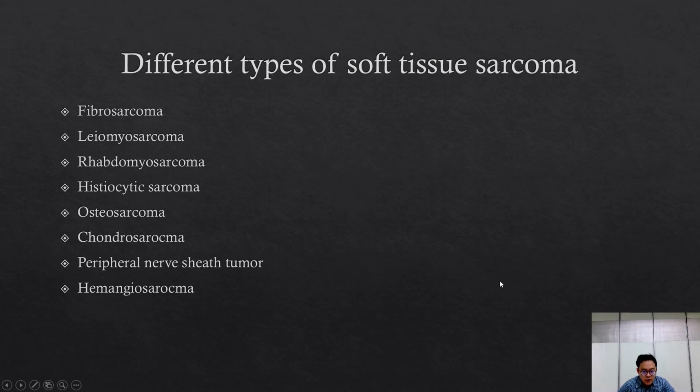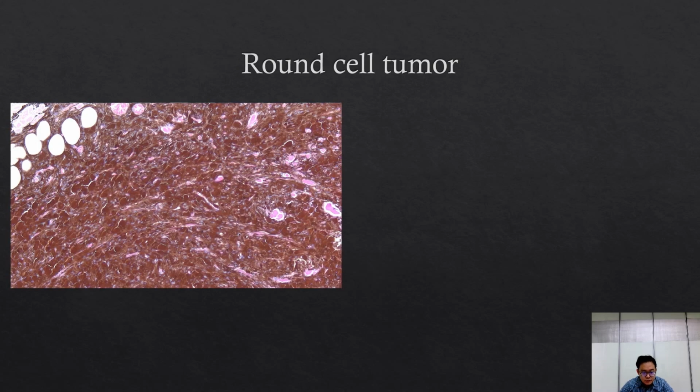This is the list of different types of soft tissue sarcoma, including fibrosarcoma, osteosarcoma, hemangiosarcoma. And there are a couple of examples of round cell tumors. Here, melanoma is one of them. This is a skin mass which is infiltrated by these dark cells. They are all neoplastic melanocytes.